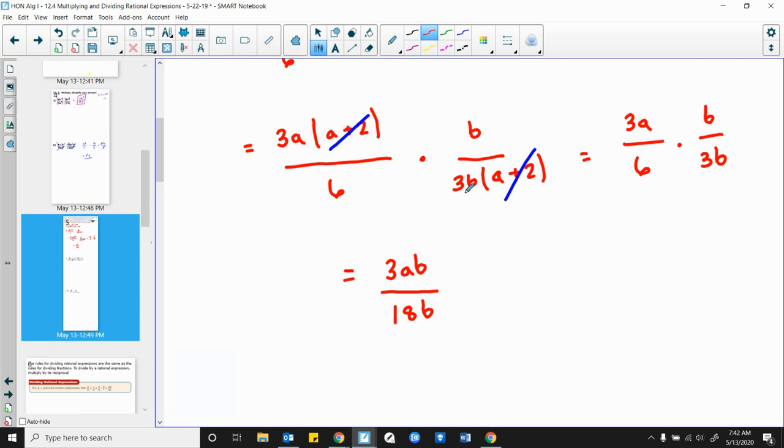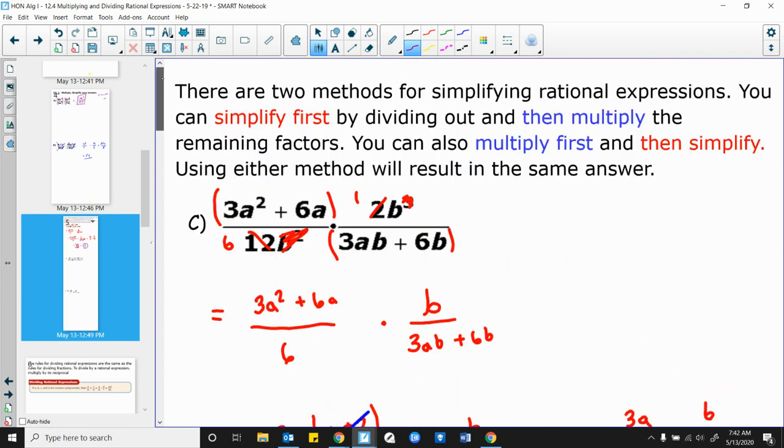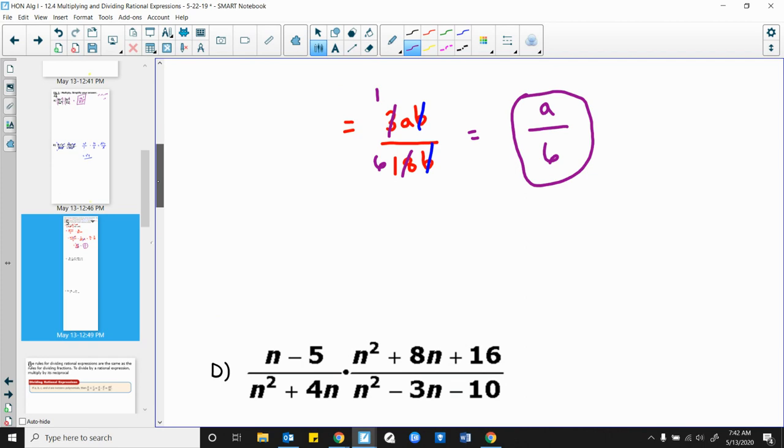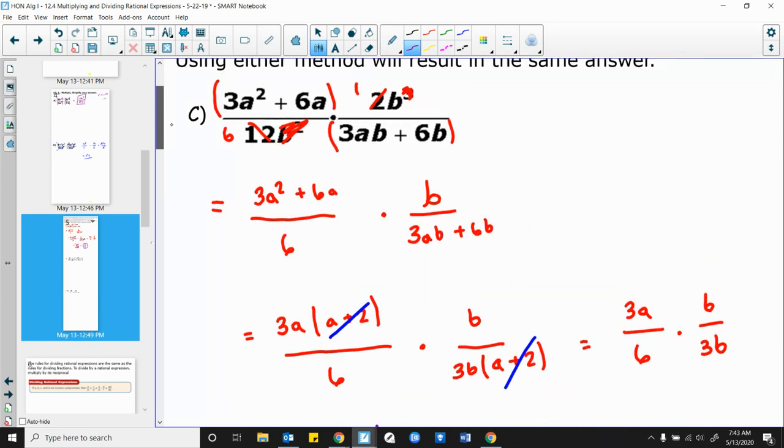And from here, I can just do a little bit of simplifying. I know that my b and my b are going to cancel. This 3 is going to simplify to a 1, and this 18 is going to simplify to a 6. And on the top, I'm left with just a, and on the bottom, I'm left with 6. Oh my goodness. Somehow, we just went from 3a squared plus 6a over 12b squared times 2b to the third over 3ab plus 6b to a over 6. Okay, with a lot of simplifying.